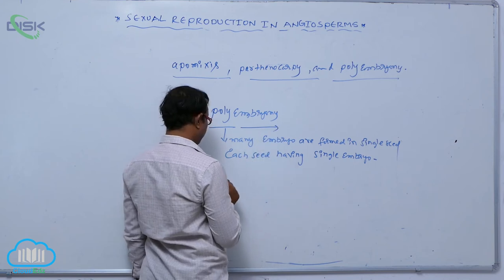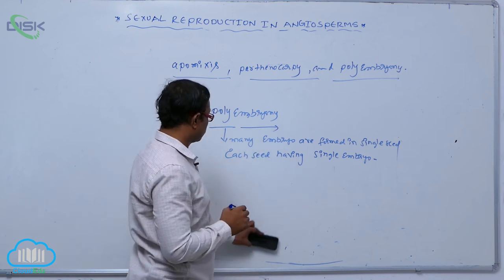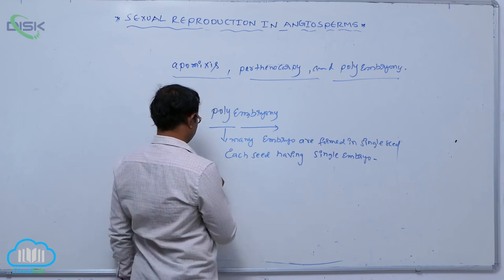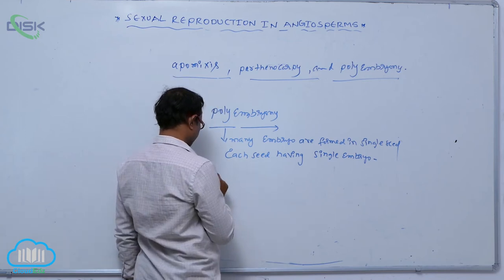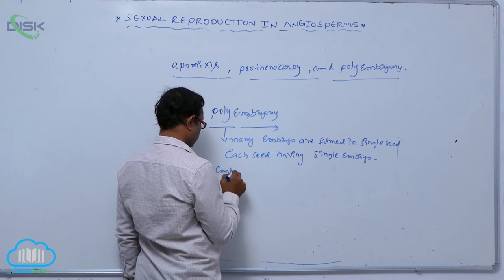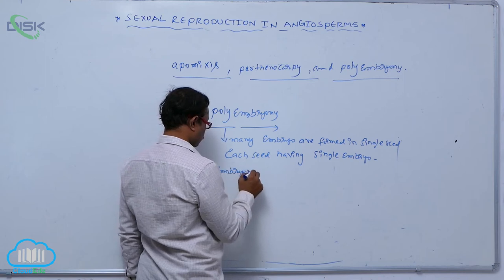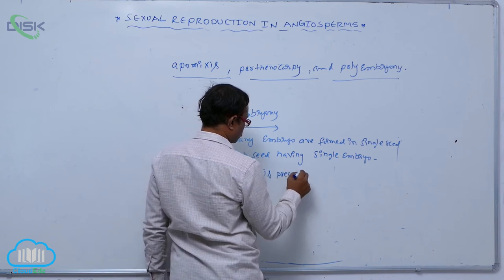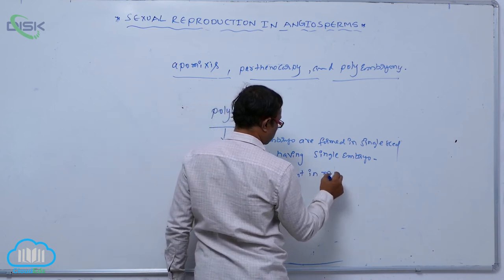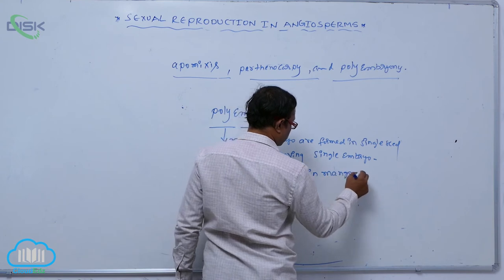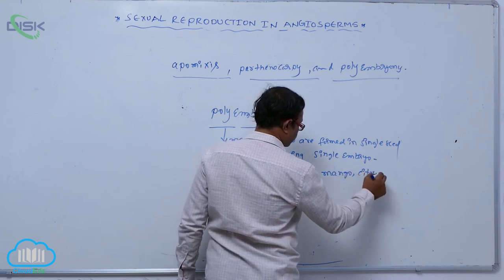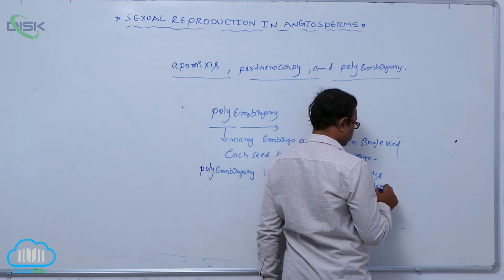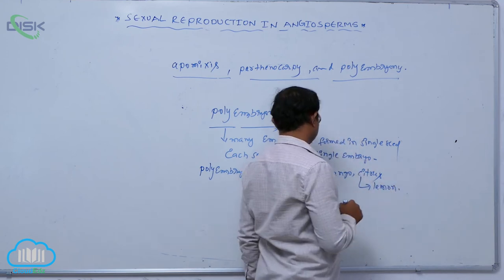At the time of embryogeny, for example, this polyembryony is present in mango and citrus species. So what is the meaning of citrus species? Lemon. Okay, just like that.